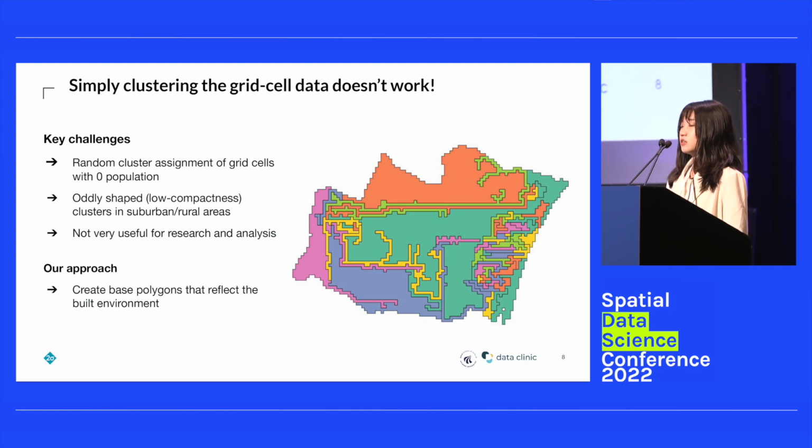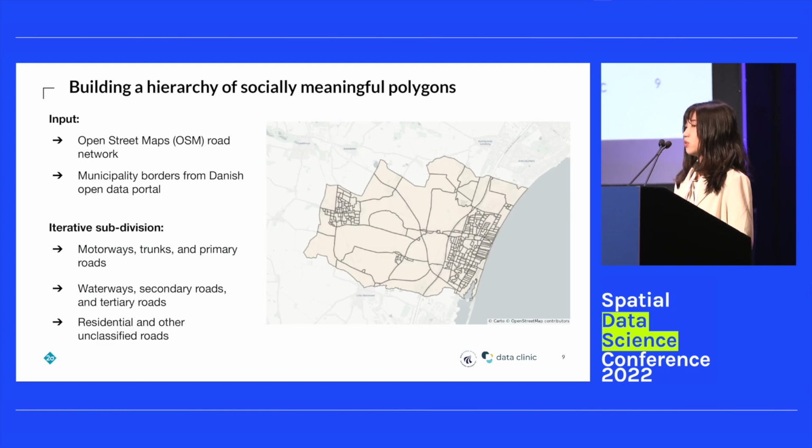This gives us motivation to start our own process and also gives us confidence that our approach will definitely work better than this. Our first step is to build polygons that are socially meaningful and also reflect the built environment. We're going to do this by building a hierarchy of socially meaningful polygons.